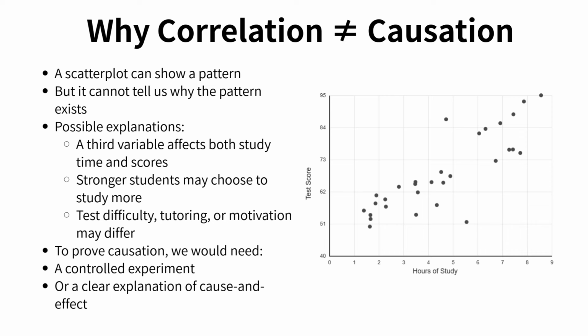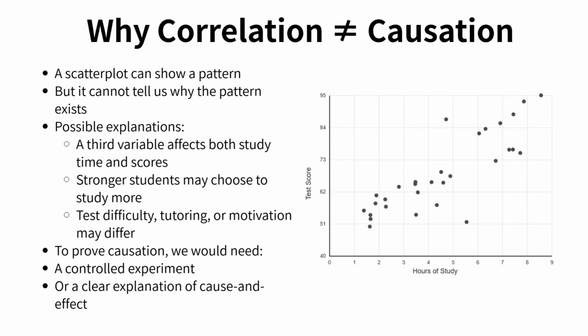A scatterplot like this can show a pattern. We see that as study time increases, scores tend to increase as well. But the graph does not explain why that pattern exists. There could be a third factor, like motivation, prior knowledge, or access to tutoring, that affects both study time and test scores. Or it might be that stronger students naturally choose to study more.